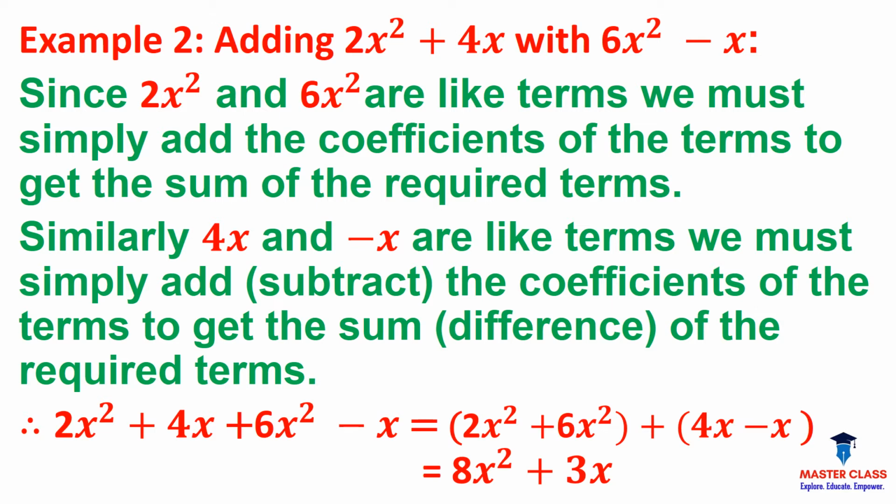Therefore, 2x squared plus 4x plus 6x squared minus x will be equal to 2x squared plus 6x squared plus 4x minus x, and this is going to be equal to 8x squared plus 3x.